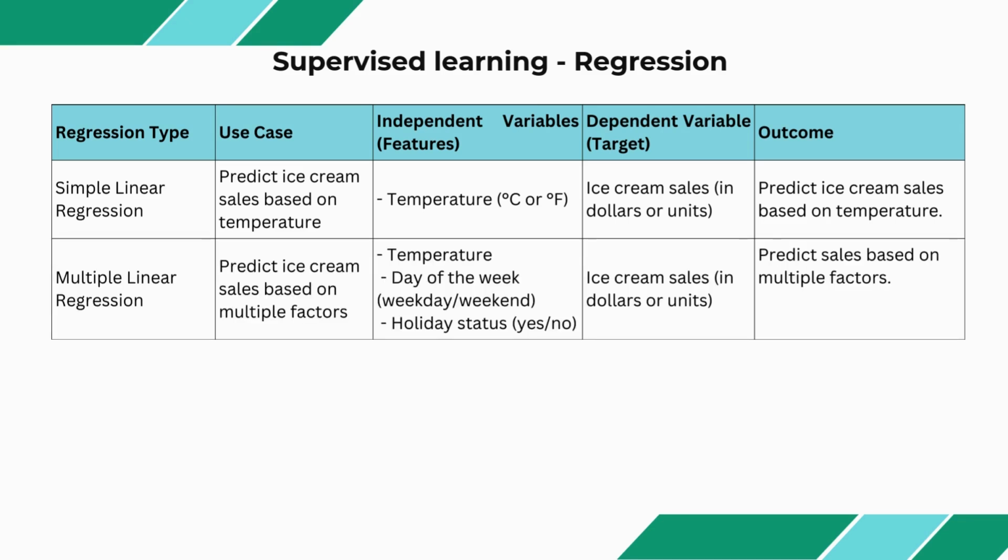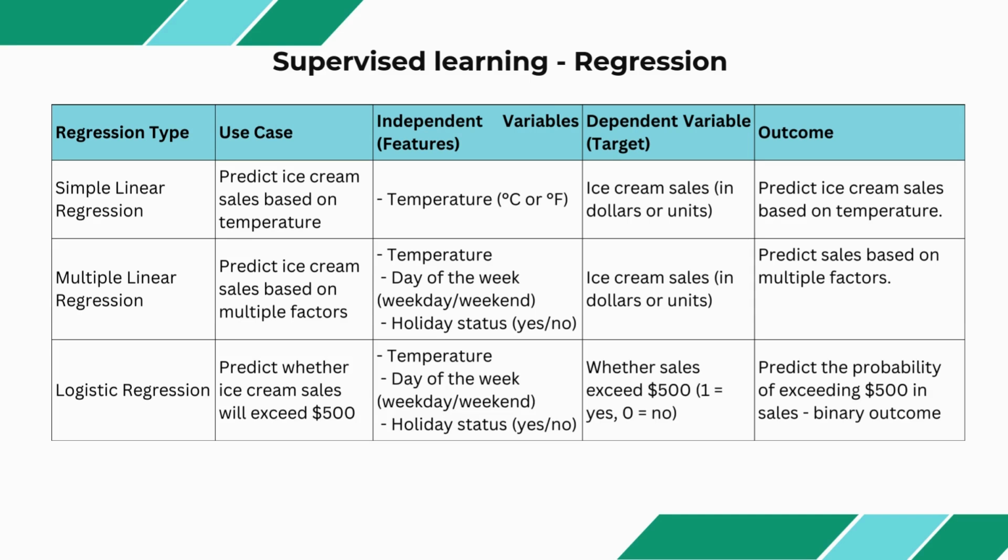And the next regression type is multiple linear regression. Here the use case is to predict ice cream sales based on multiple factors. So multiple factors is important here. And what would be the variables or features here? Like temperature, day of the week, whether it is a weekday or weekend, and whether it's a holiday or not. So there could be multiple features which would contribute in predicting the outcome. And again, the output is expected to be ice cream sales in dollars or units.